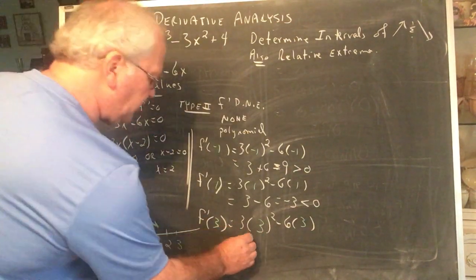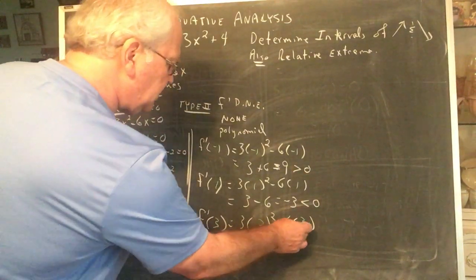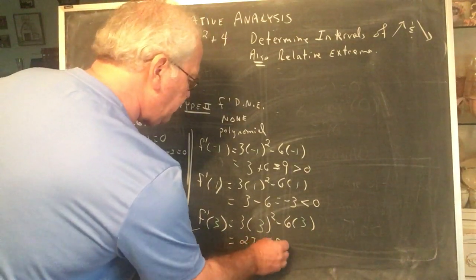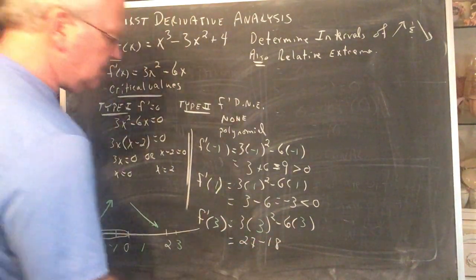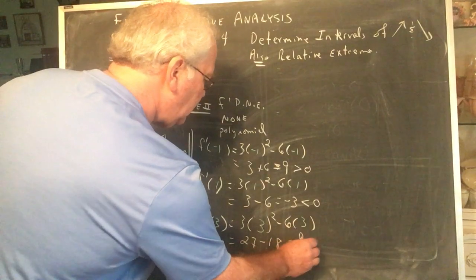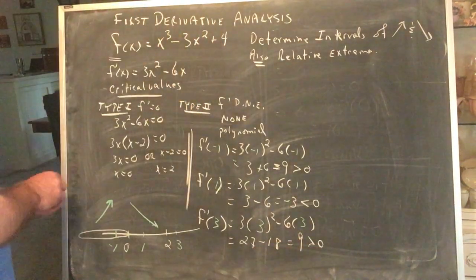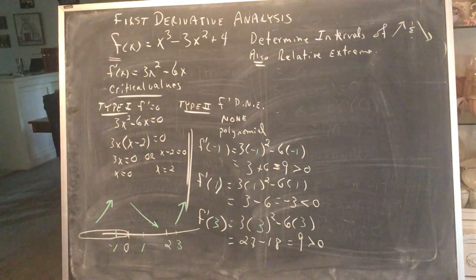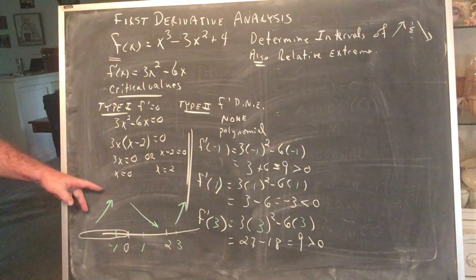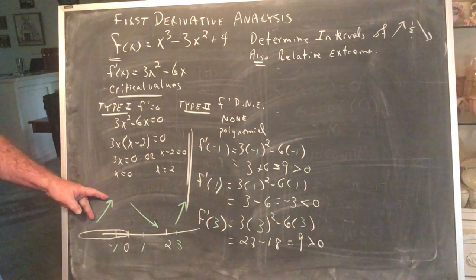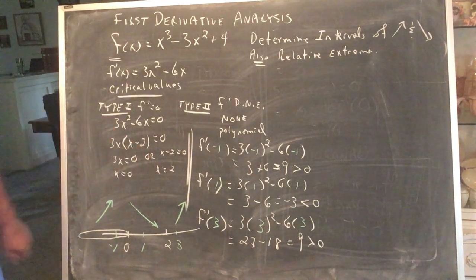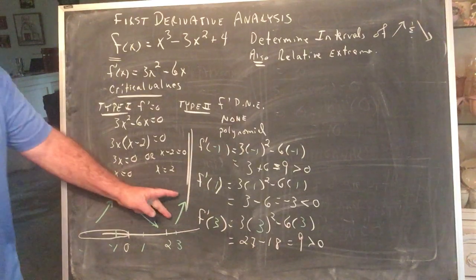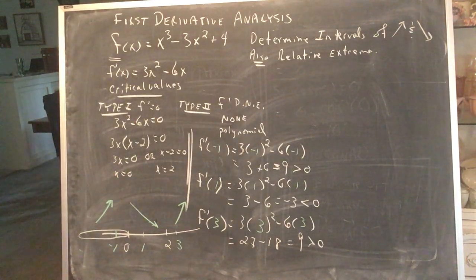9 times 3 is 27. 6 times 3 is 18. 27 minus 18 is 9, which is greater than 0. So the function is increasing on that region. So we know where the function is increasing, we know where the function is decreasing. Increasing on the interval from negative infinity to 0, decreasing on the interval from 0 to 2, and increasing again on the interval from 2 to infinity.